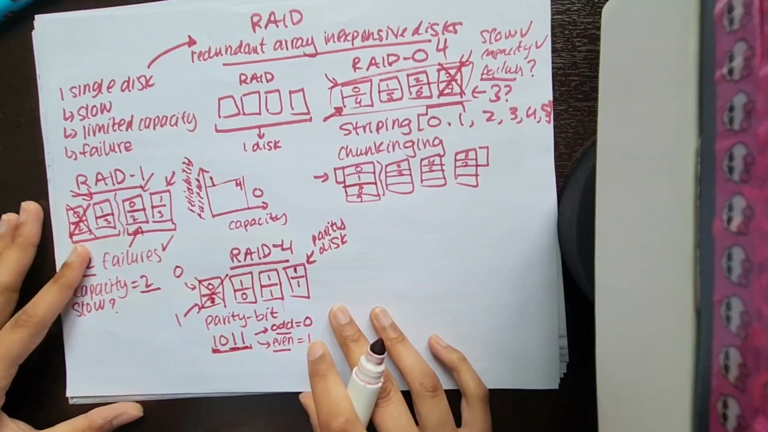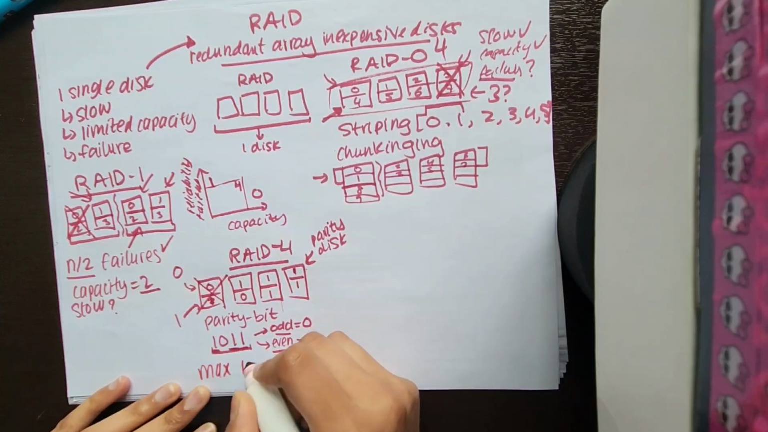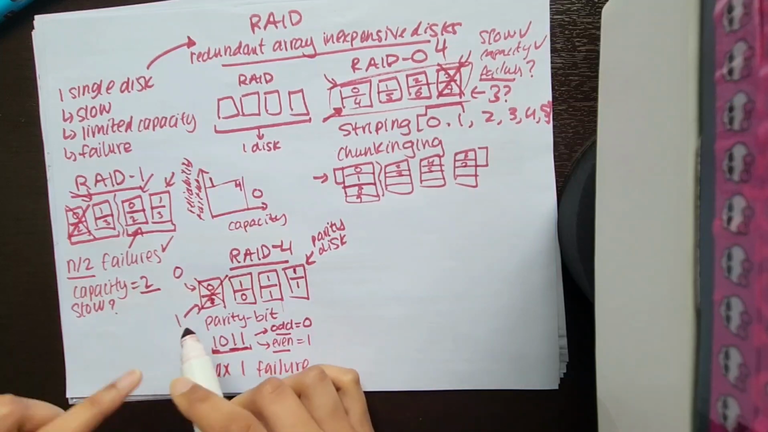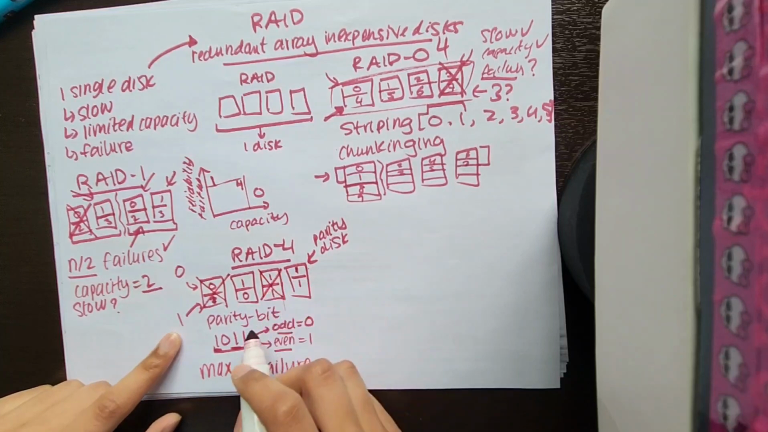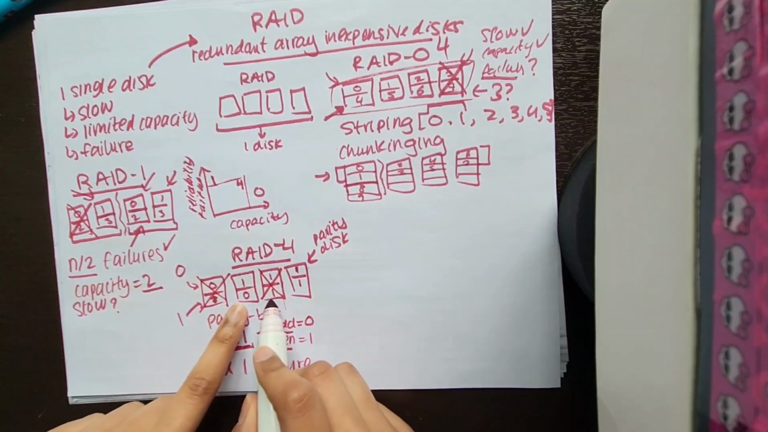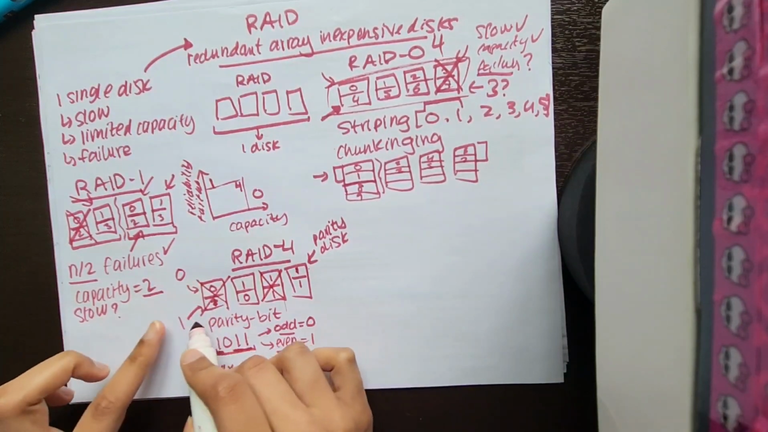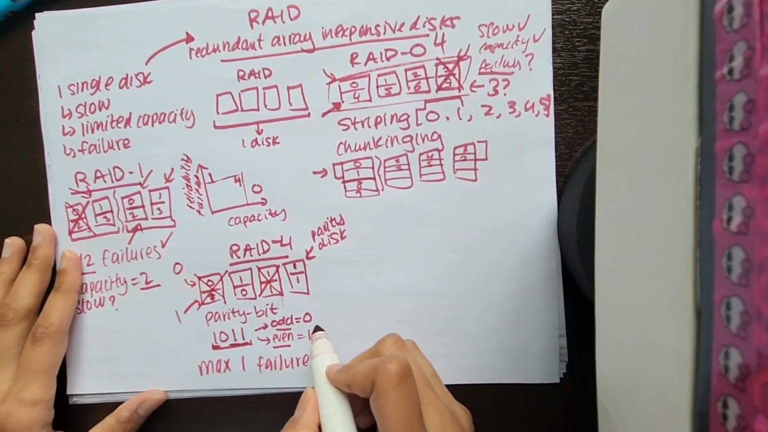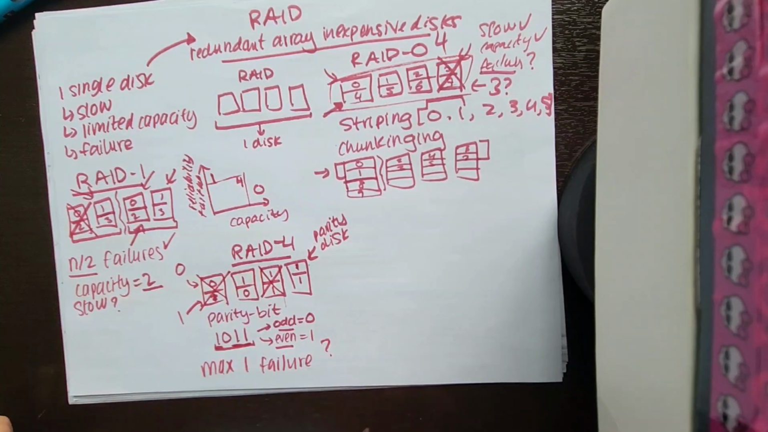But what is the max number of failures for this? A maximum of 1 node can fail, right? Because say this node goes down and this node goes down, and you want to know what the value here is. So technically there's 0 ones and the parity is 1. So technically this is even, right? So we have no idea, like, are these both zeros or are these both ones? We have no idea. So that is the problem with RAID 4.